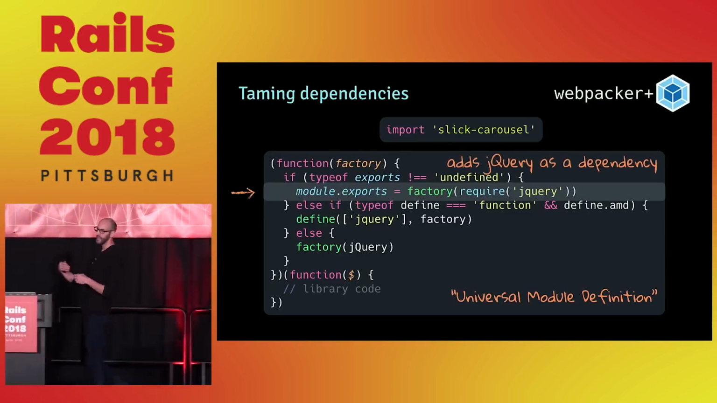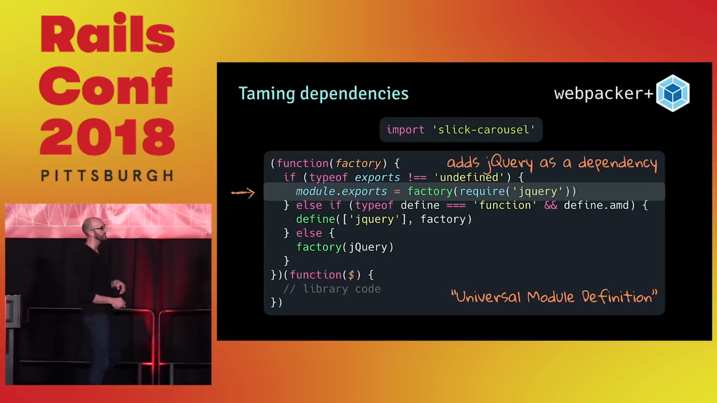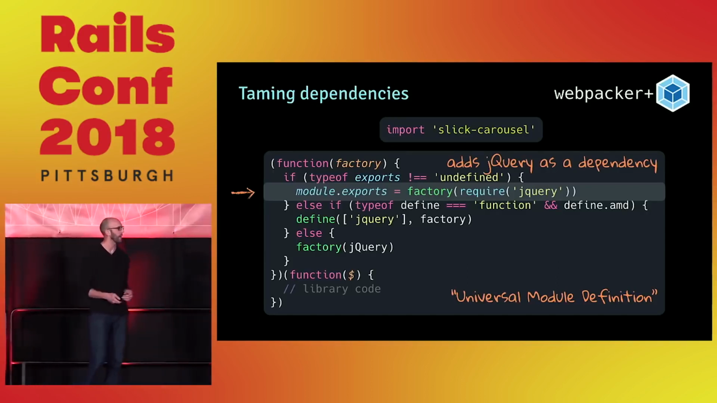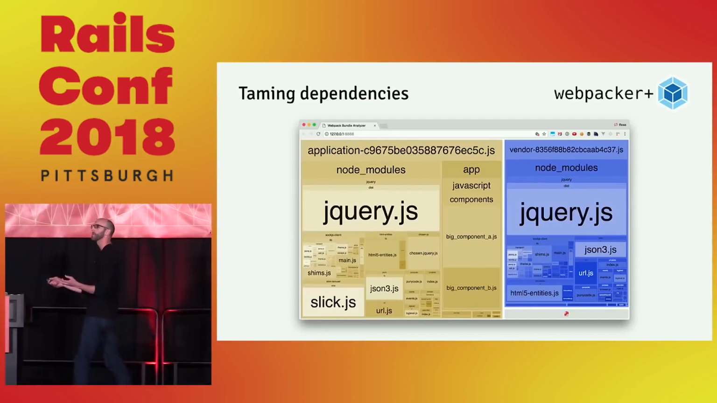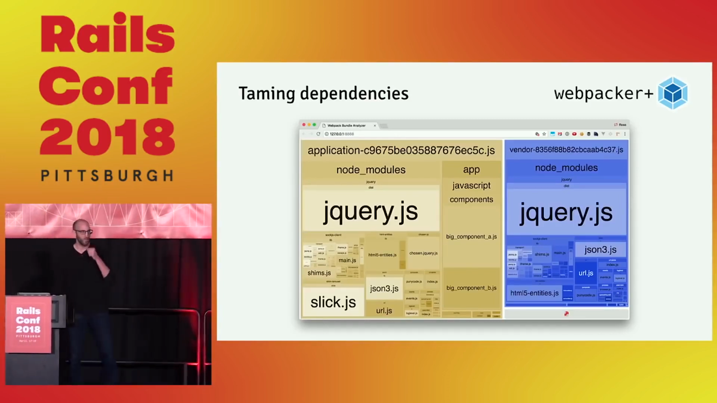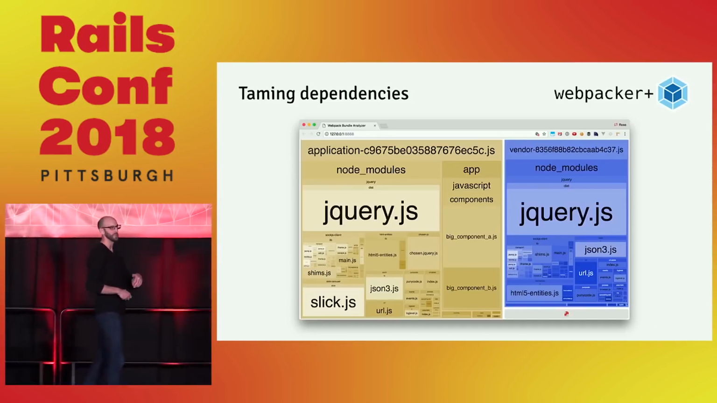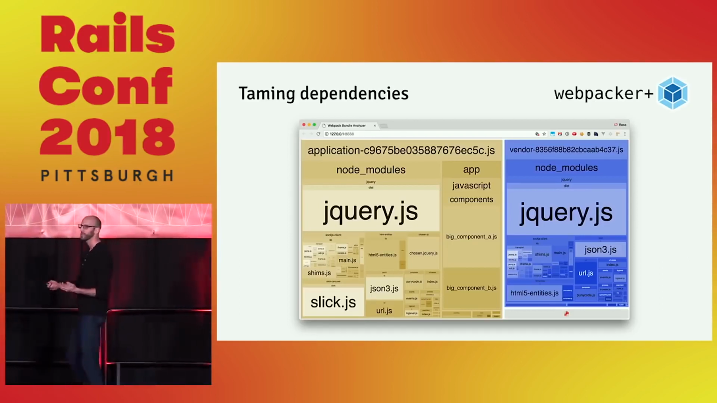And so when it gets to this line, it says, oh, Slick Carousel, looks like you require jQuery. I'm in the application bundle right now, and no one else has required jQuery, so I'm going to go ahead and add it as a dependency. And that's why we were getting two versions. What we needed to do is tell Webpack, we want to include both of these bundles on the same page, so you need to treat some of these common imports as one.